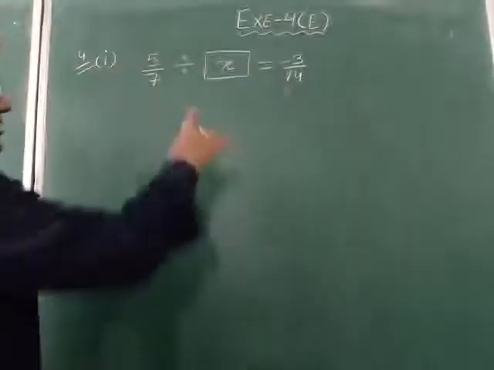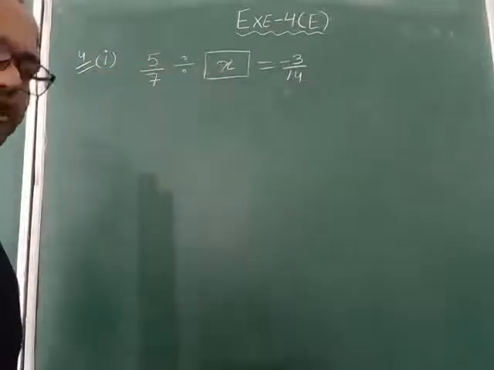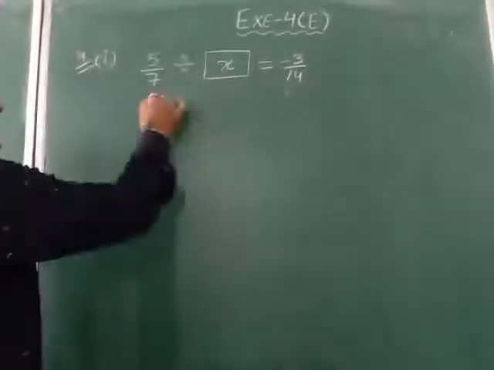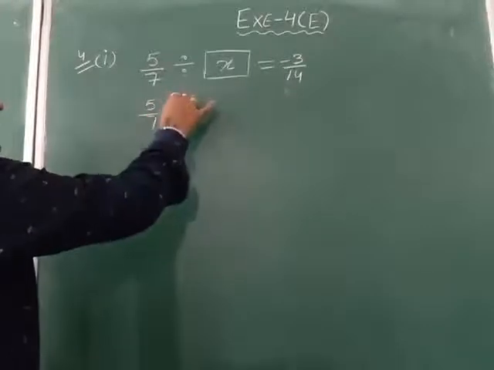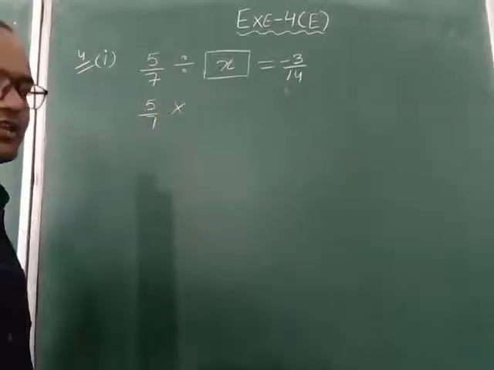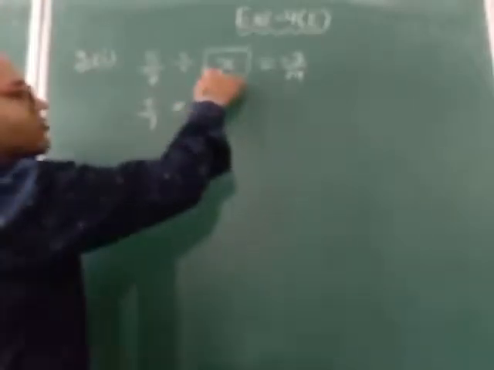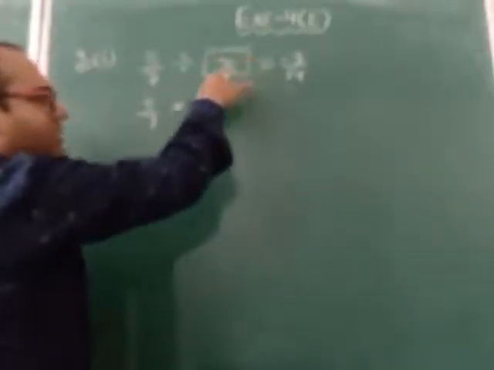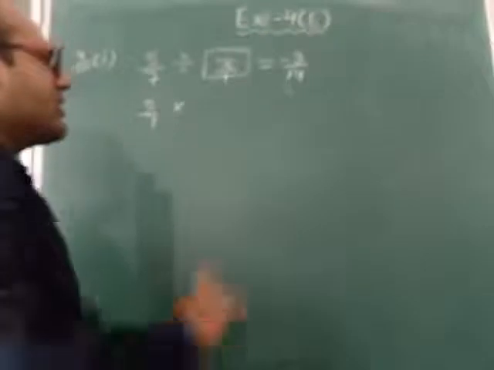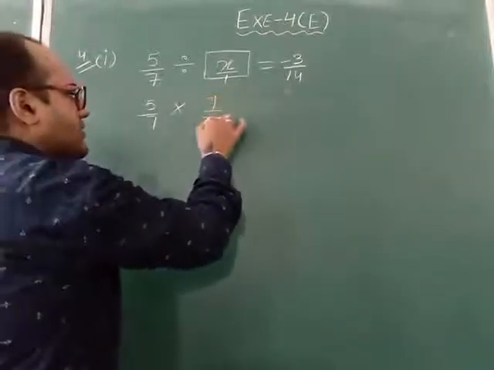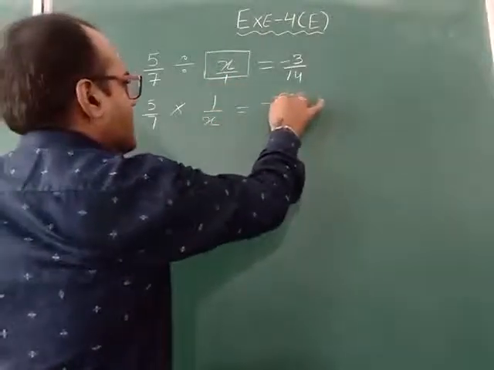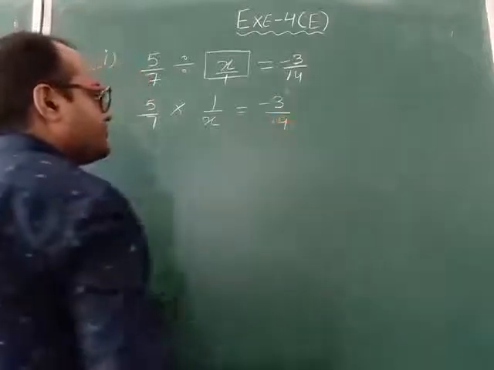So what do we have to do first? First thing, this divide sign we have to change into multiply. So 5 upon 7. Whenever you see a divide sign, you have to change that divide into multiply. And when we change divide into multiply, we have to take the reciprocal of the next number. In the denominator we will take 1. And when we do the reciprocal, this will become 1 upon x equal to minus 3 upon 14.